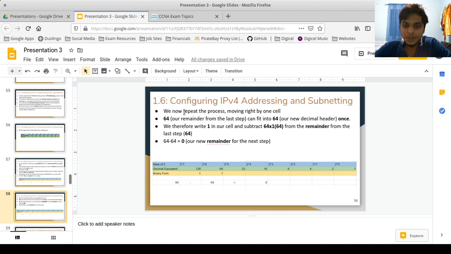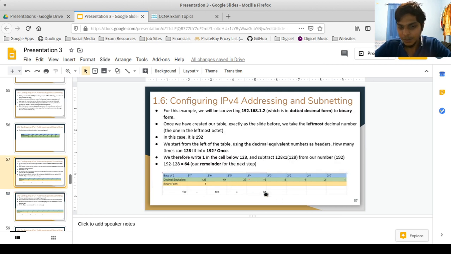So we now repeat the process, moving right by one cell. 64 was our remainder from last step, and that 64 can fit into 64, which is the next header here, exactly once. So remember, again, this was the remainder we took here. Everything else here we're leaving alone. The only thing we're carrying forward into step 2 is this remainder here, which is 64.